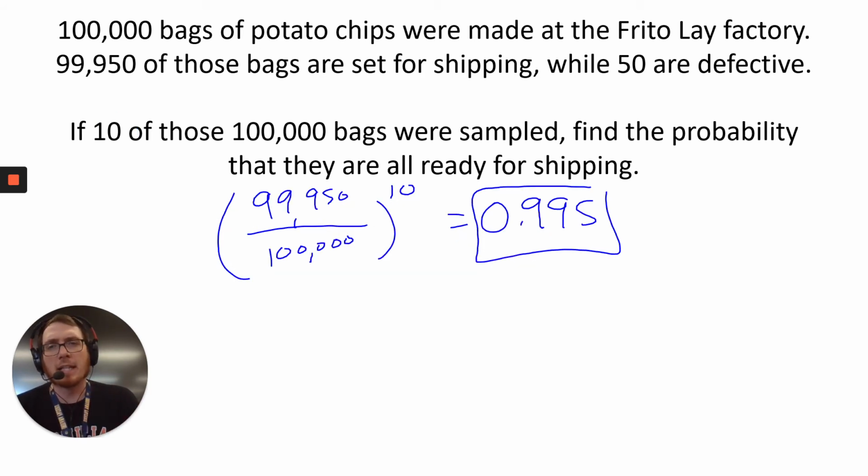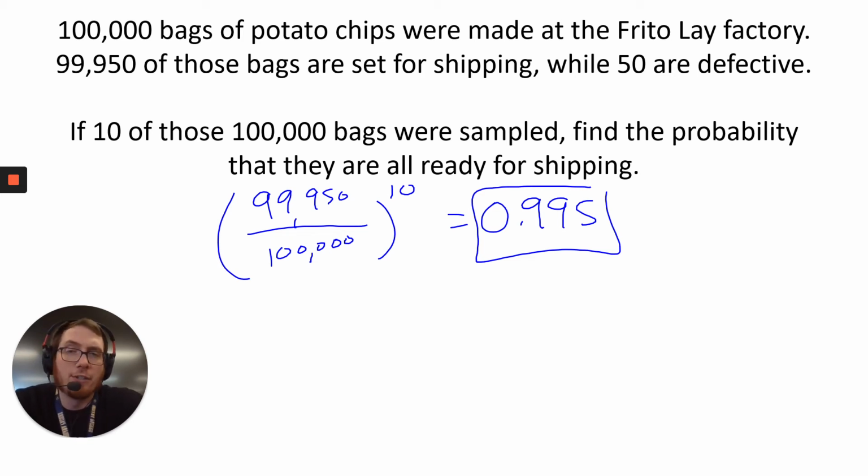So rather than doing that, we just say, well, let's just make it easier on ourselves. Find the probability that one is not defective and is good for shipping, and then raise that to the 10th power to assume that they're all good for shipping. And the difference is negligible. It's going to go to the nearest 1,000th or 10,000th, and it's going to be fine. So in this case, 99.5% or 0.995 of the chip bags are ready to go. That's the probability that the 10 I pick are ready to go.